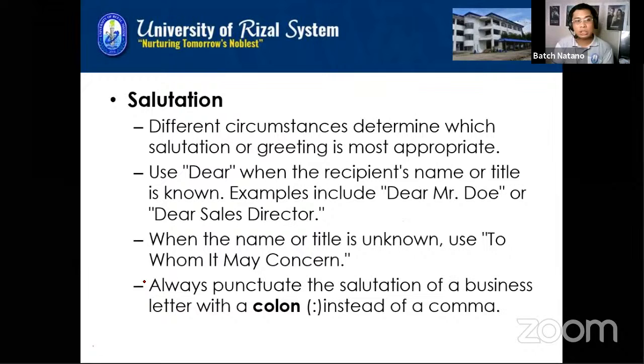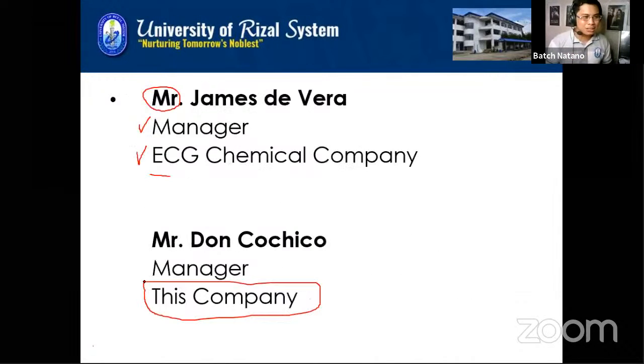Then we have the salutation. Different circumstances determine which salutation or greeting is most appropriate. We used to write "Dear" in a letter, whether it's a friendly letter or different kinds of letters. Use "Dear" when the recipient's name or title is known. Let's say, for example, Dear Mr. Doe, Dear Sales Director. Do not use, let's say, for example, the name of the person is Mr. James De Vera. You're writing to Mr. James De Vera.